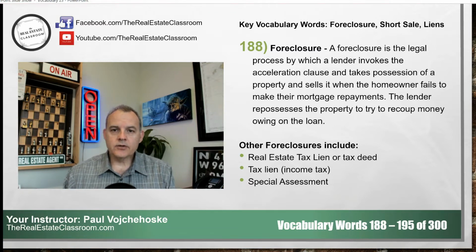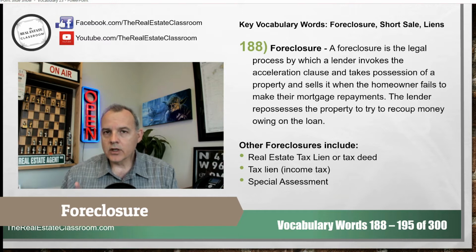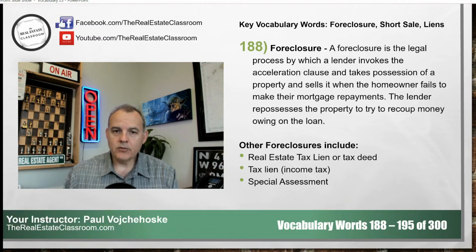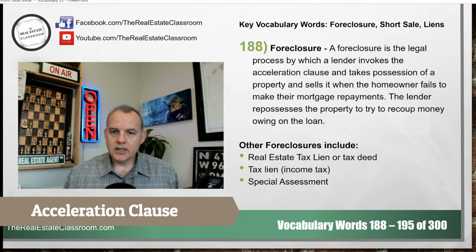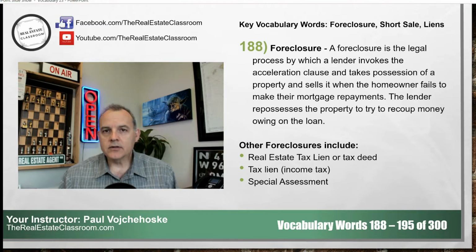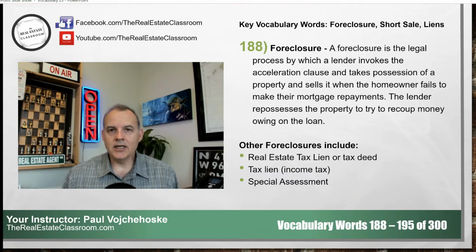All right, so the first word, 188, we're going to talk about is foreclosure. Now, a foreclosure is a legal process by which a lender, for example, invokes what's called the acceleration clause, a key vocabulary word that we've already discussed in a previous video, and takes possession of that property and sells it. And we typically see this when the homeowner defaults on their loan payments or their mortgage payments. Basically, the lender repossesses the property and sells it.